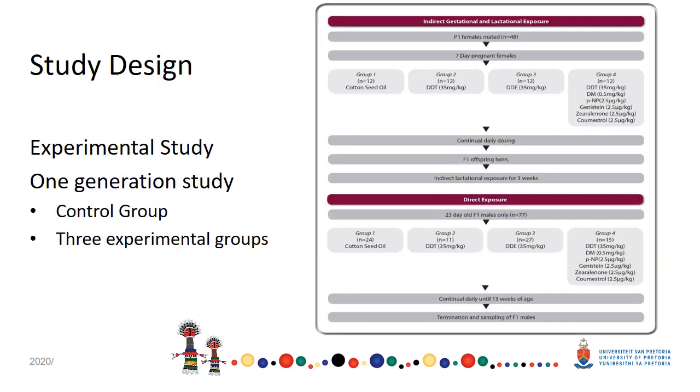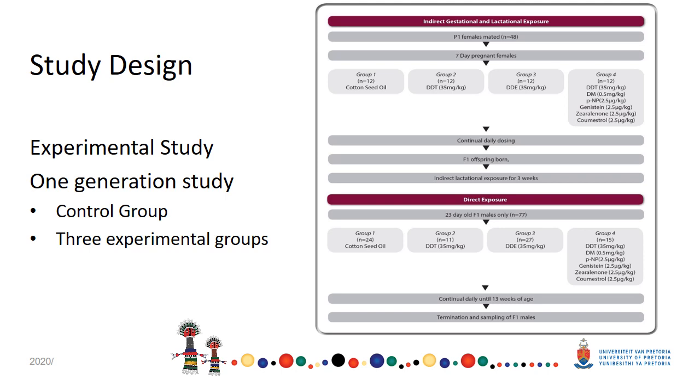Right, so while we were thinking of the question, we had to think of how are we going to look at a study design that will answer these questions. So a study design that we chose for this study was an experimental study design. It involved a one-generation toxicological exposure study where we had one control group and 3 experimental groups. Now it sounds very complicated, but it's not that complicated. So let me explain to you.